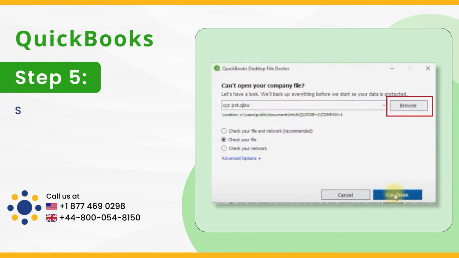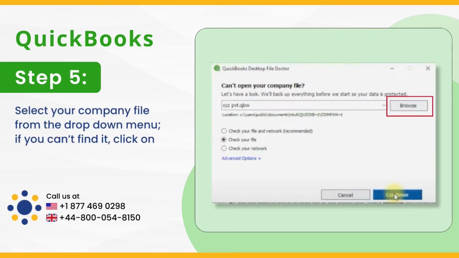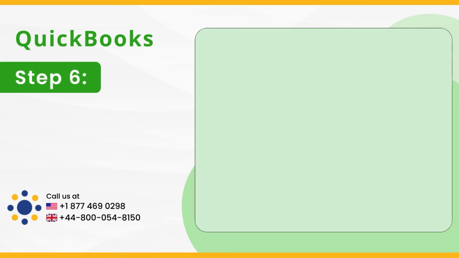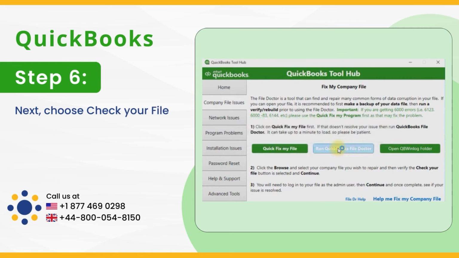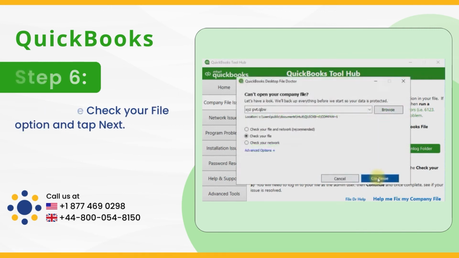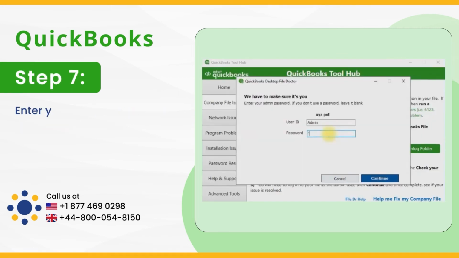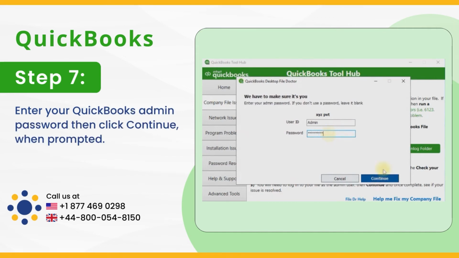Step 5. Select your company file from the drop-down menu. If you can't find it, click on Browse and select the file. Step 6. Next, choose Check Your File option and tap Next. Step 7. Enter your QuickBooks admin password, then click Continue when prompted.